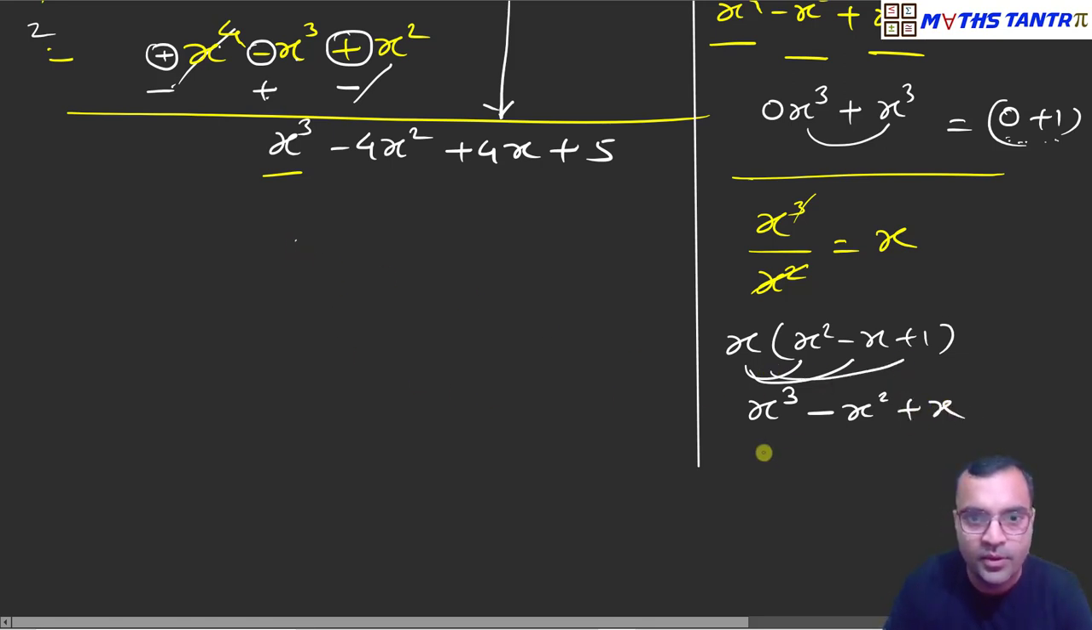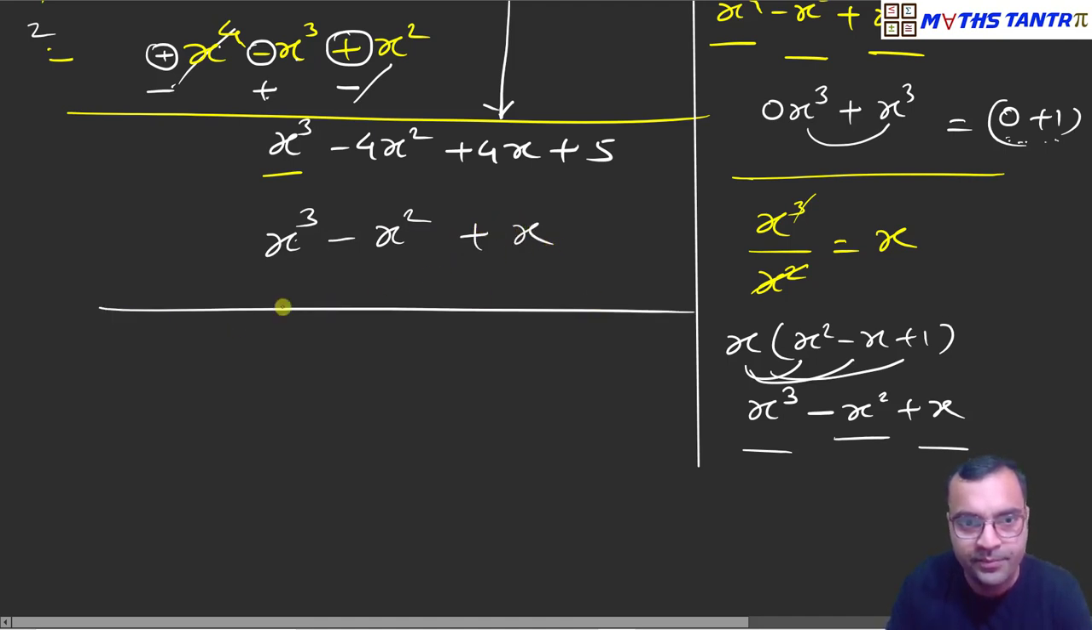Just write it down, but just follow the proper order. Minus x square should be written below x square. x should be written below the x term, right? Now you can subtract. Just change the sign. I hope this is pretty easy to understand. x cube minus x cube will get cancelled. Minus 4x square plus x square, it will be minus 3x square, right?